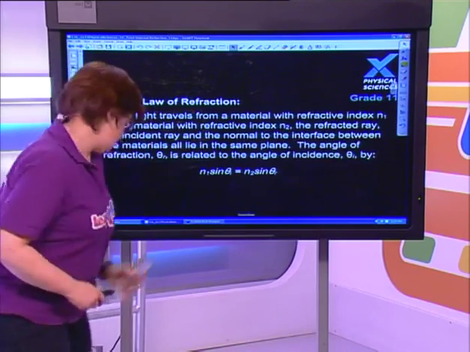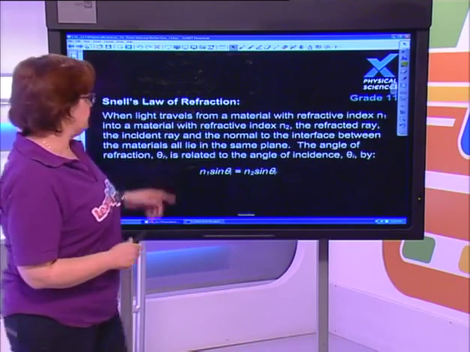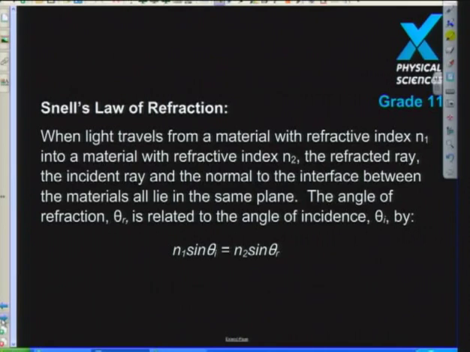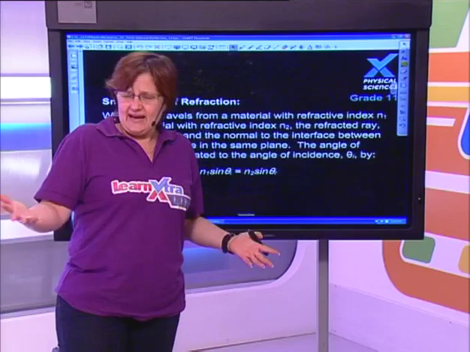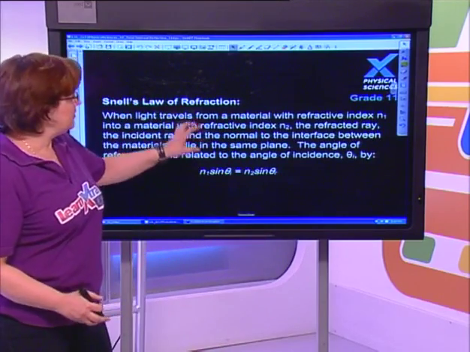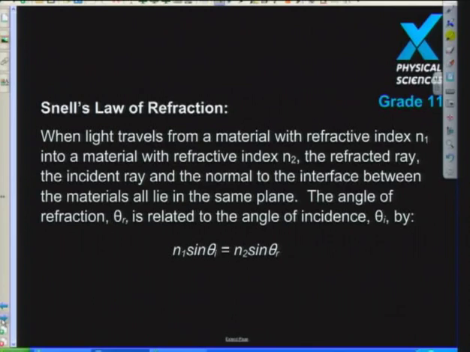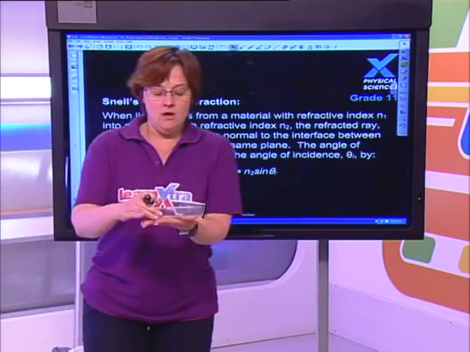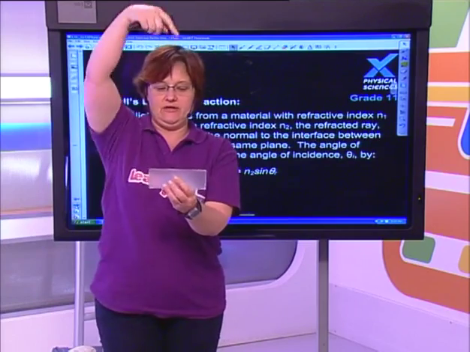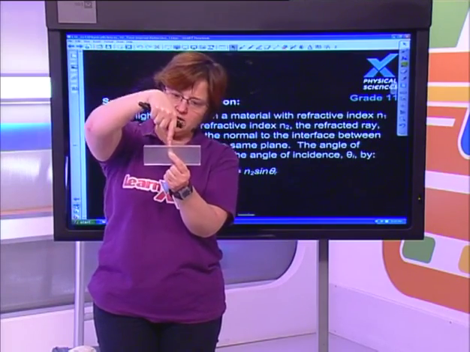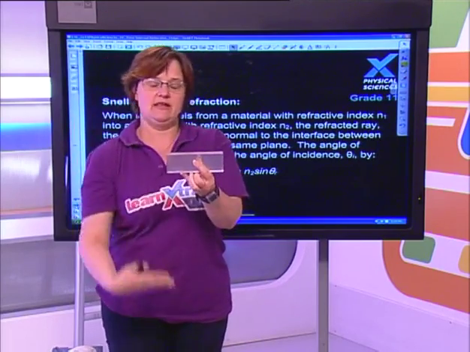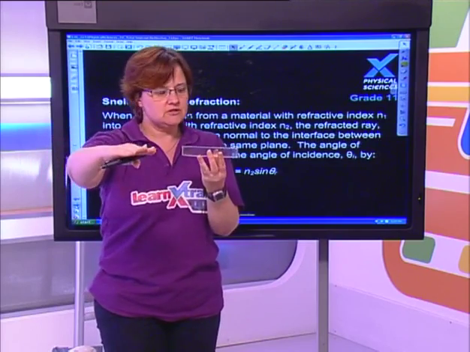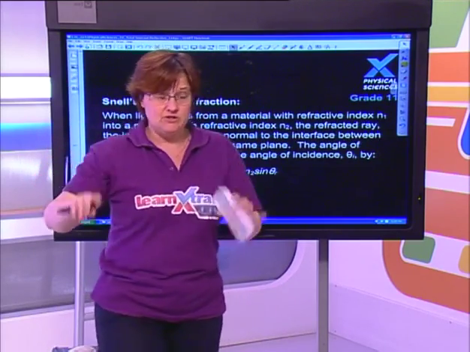Now, you did do this last week with John, so I'm just going to remind you, it says to us that when light travels from a medium with a refractive index n1, the 1 is just a label, and it's our first medium, into a material with a refractive index n2, the refracted ray and the incident ray and the normal to the interface between the materials all lie in the same plane. What am I saying there? If my plane is vertical like this, my refracted ray, my normal, my incident ray, everything lies in this plane. They've got to be either all vertical or horizontal. I'm not going to look at things from an angle. We're not doing any of that.